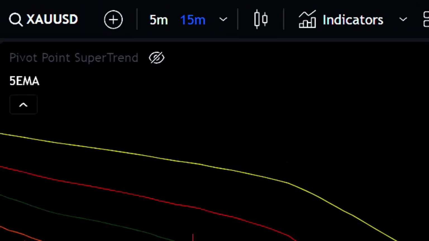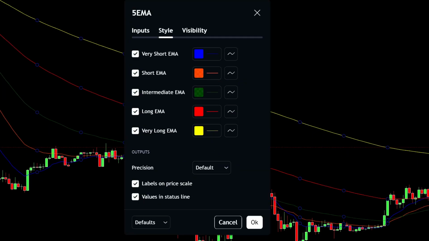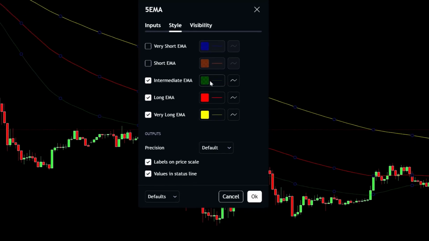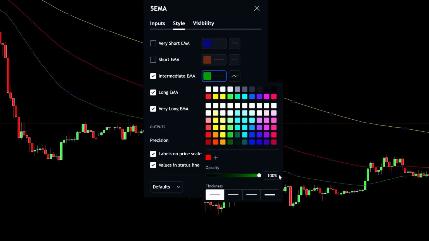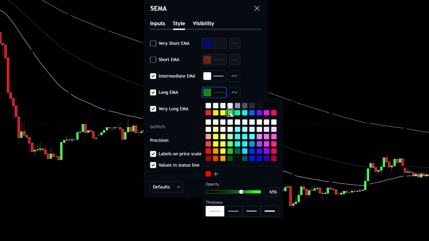In the Style tab, disable the very short EMA and short EMA options, leaving us with 3 EMA lines on the chart. Change the intermediate EMA option to white and the long EMA option to green and increase their thickness. Set the very long EMA option to yellow and make it thicker than the other 2 EMA lines.